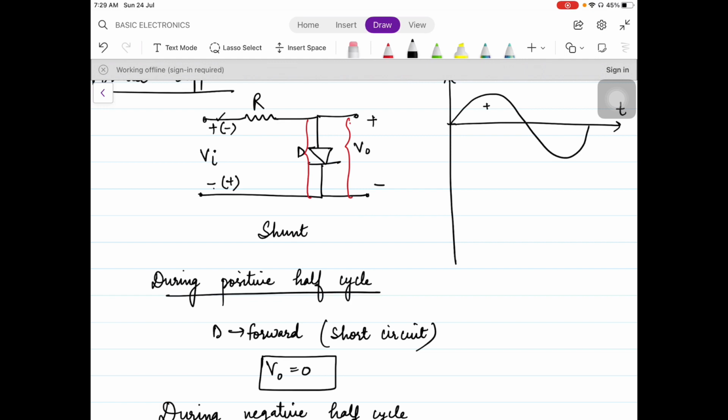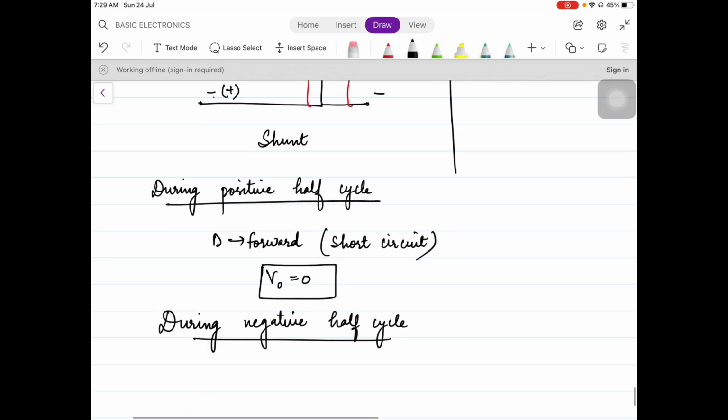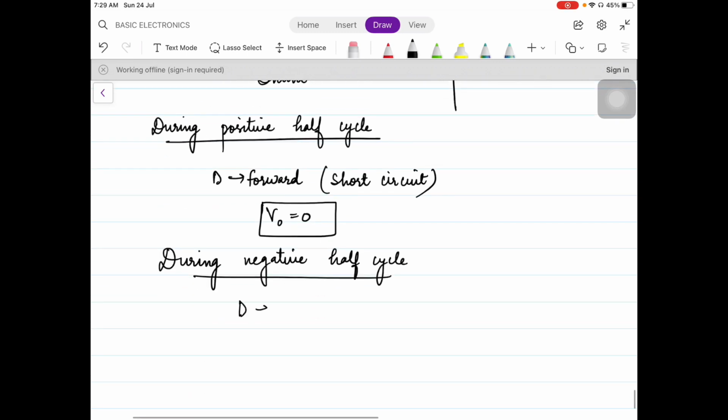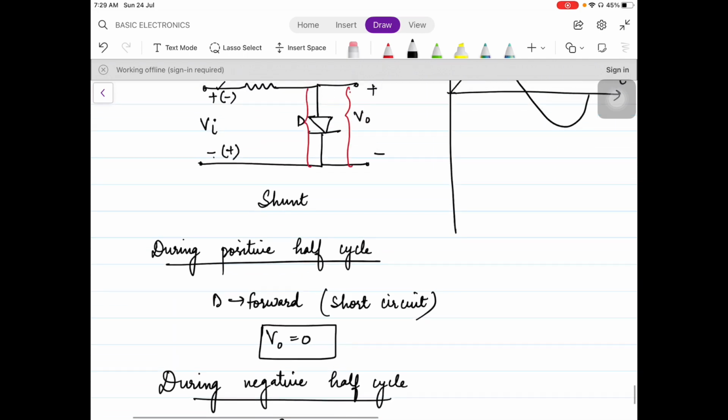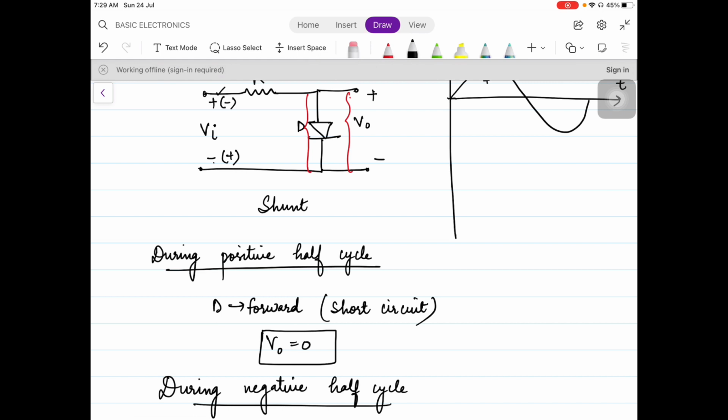Put your pen on the diode. The P is getting negative, N is getting positive. Diode is clearly reverse biased. Reverse means open circuit. Open circuit means that the diode branch does not exist now. The branch is lost. This branch has now disappeared.